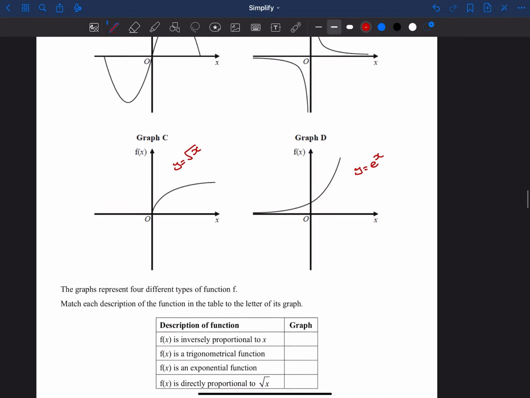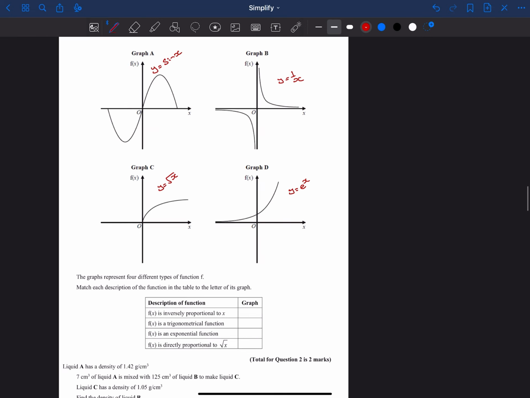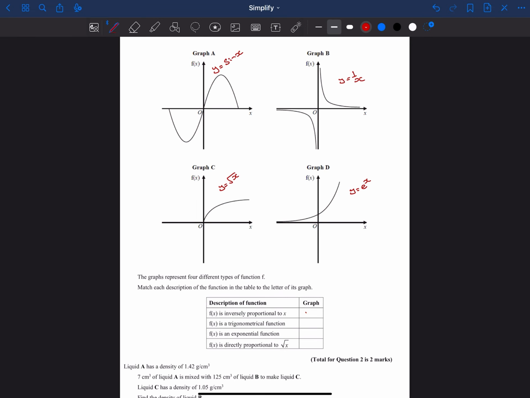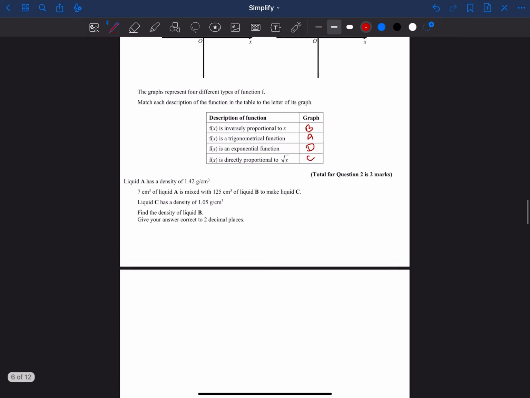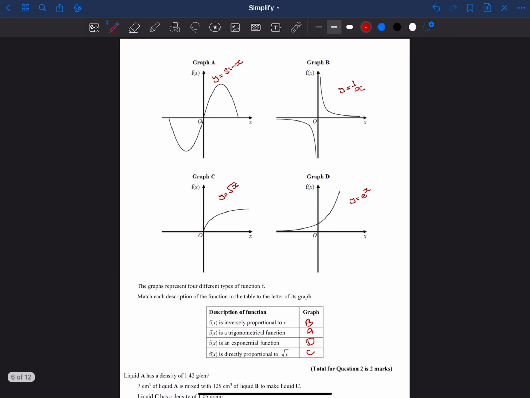The first one, inversely proportional. Inversely proportional means 1 over, k over x. So this is B. Trigonometric function, sin x. Yes, this is A. Exponential graph, D. Directly proportional to square root of x, which is C. Good. You have to have these graphs. Just memorize the pattern on these.